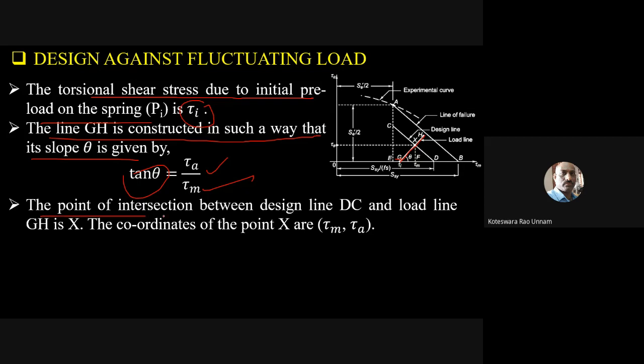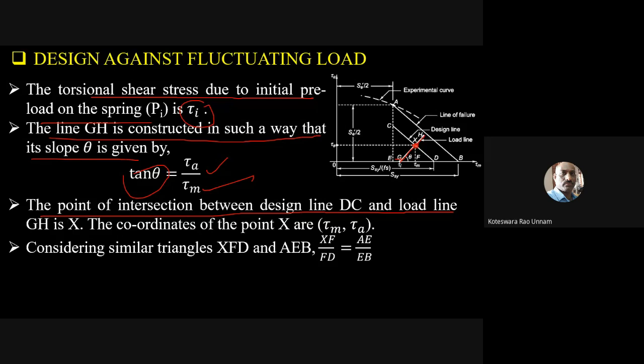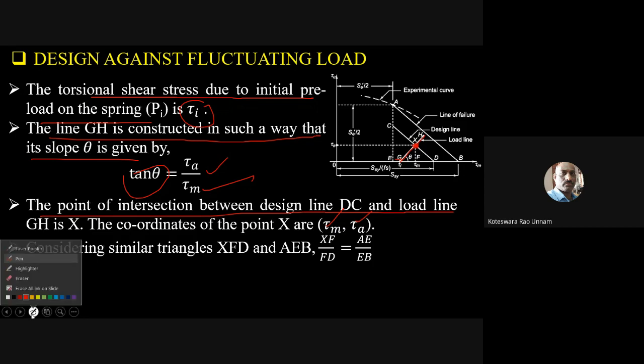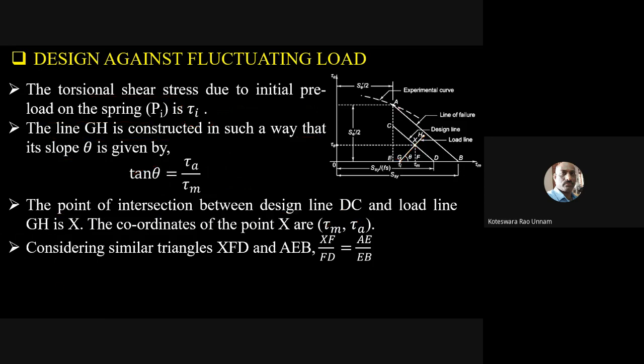So then the point of intersection of design line DC and load line GH is X. So this is what I can call a design point for this particular application based on the chosen factor of safety. Therefore the coordinates of this point X are going to be tau M and tau A. Now to derive the failure equation here, you have to consider the similar triangles. This is one triangle I can consider, and this is another triangle I can consider. Because I am interested in this X here, I'll consider this triangle.